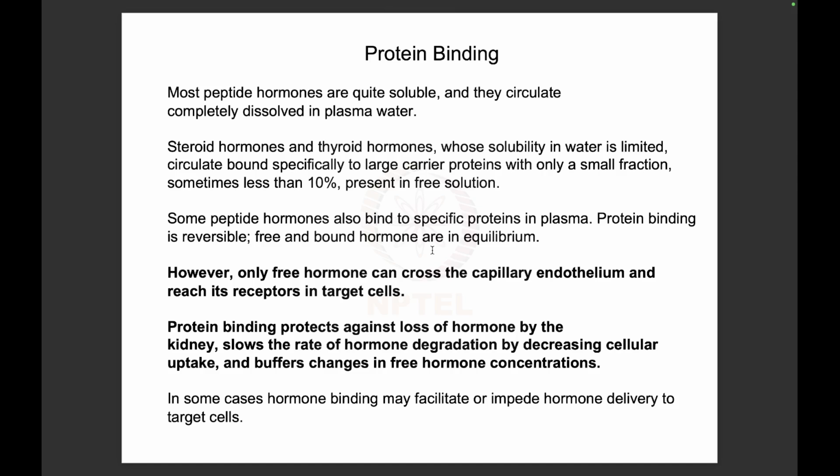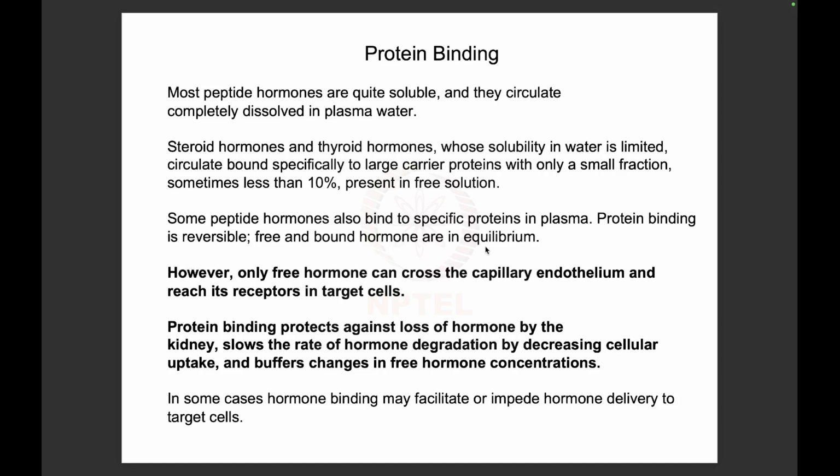So let's understand. There are some hormones which bind to proteins. Most peptide hormones are quite soluble and they circulate completely dissolved in the plasma water. Then we have the steroid hormones and thyroid hormones, whose solubility in water is limited and which circulate bound specifically to large carrier proteins, with only a small fraction, sometimes less than 10%, present in free solution. Some peptide hormones also bind to specific proteins in plasma, which is protein binding, and this protein binding is reversible.